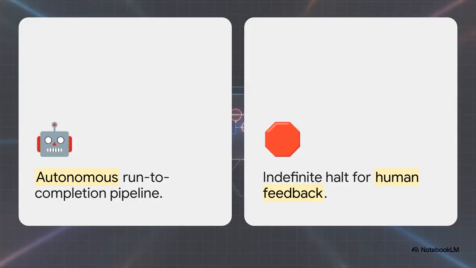And speaking of compliance, let's talk about human-in-the-loop. A standard autonomous pipeline that just runs straight to completion is incredibly risky in high-stakes enterprise environments. But Burr has this amazing capability to halt indefinitely for human feedback. You can literally pause the state machine, save the entire context to a database, and wait days for a human operator to approve an email draft before you resume the workflow.